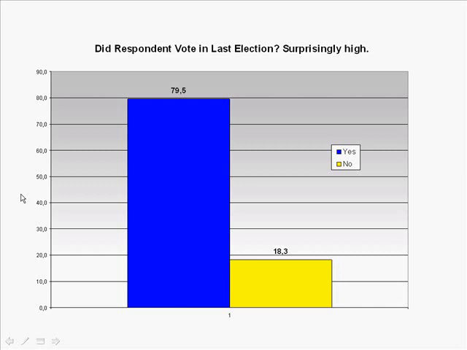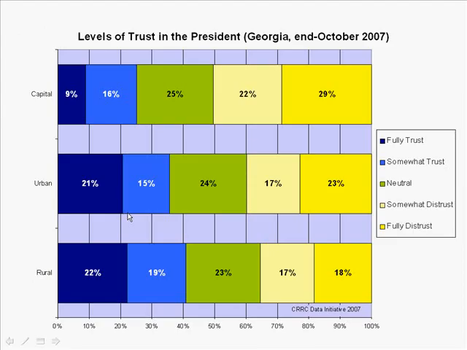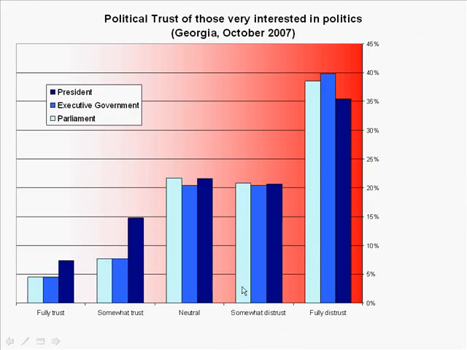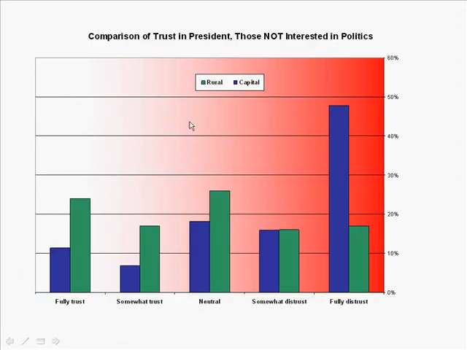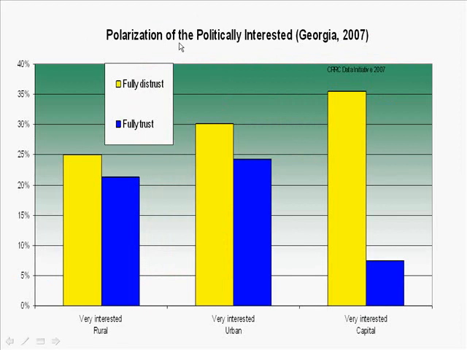Sometimes you may want to do something that is also based on frequencies, a crosstab, a cross-tabulation, where you compare people in the capital, urban and rural, and cut the data in these three directions so that you can see what's actually happening. Or here, political trust of those that are very interested in politics: looking at the three aspects, rural, capital, and so on, how do those that are very politically interested trust the president?